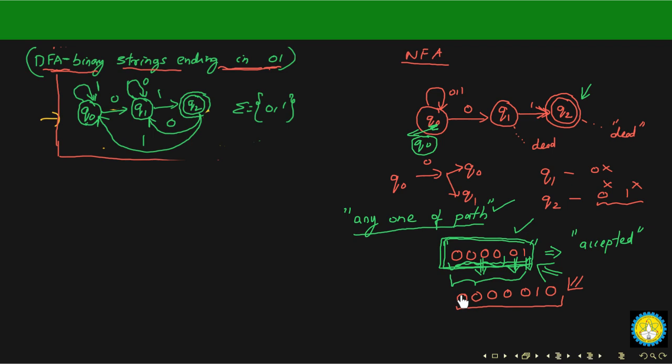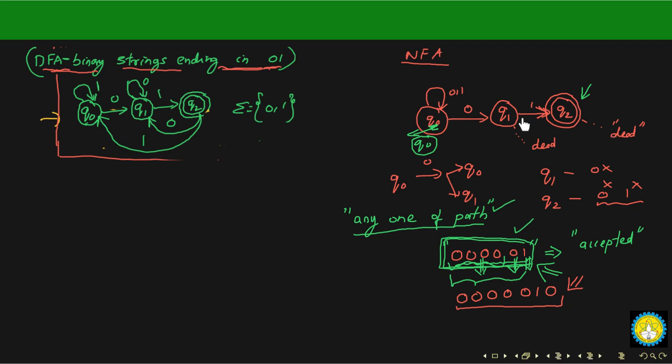In this string, what if I plan to stay at Q0 itself for the first 4 zeros, and then upon the 5th 0, I move to Q1? And then I see a 1, so I am at the final state. But the important thing to remember is that the string is not yet complete. You have one more 0 pending. From Q2, the transition on 0 is not defined.